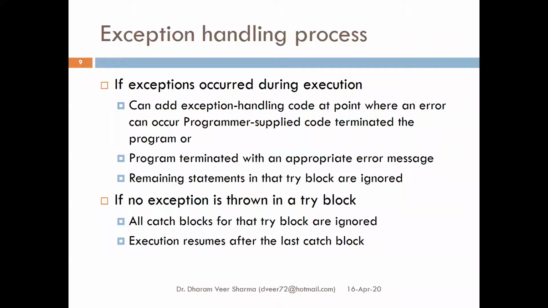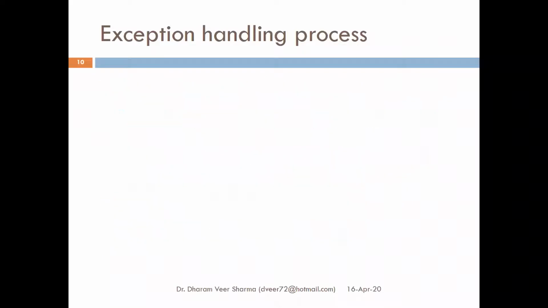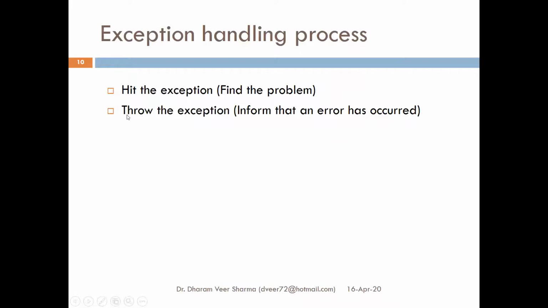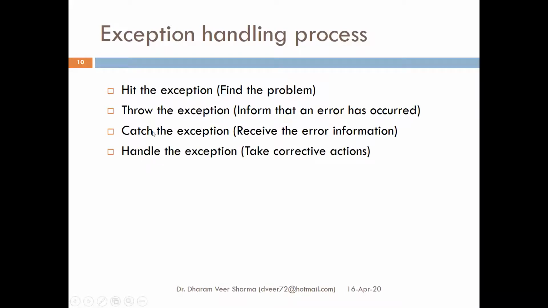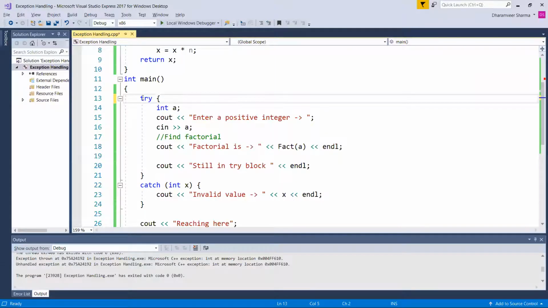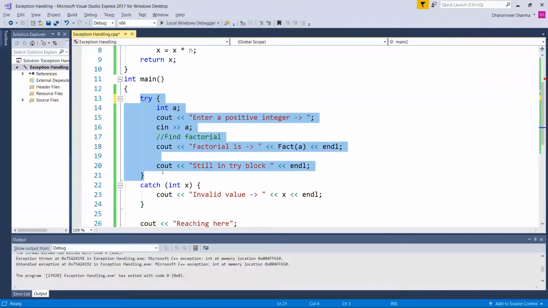Yes, sir. Okay. So what happens? First of all, we'll hit the exception, means we'll find the problem. Next, we'll throw the exception. So hitting the exception should be in the try block. Throwing the exception is again within the try block. Then catch will be outside the try block. We call them catch handlers. And then within the catch block, we will take the corrective actions. We'll handle the exception.